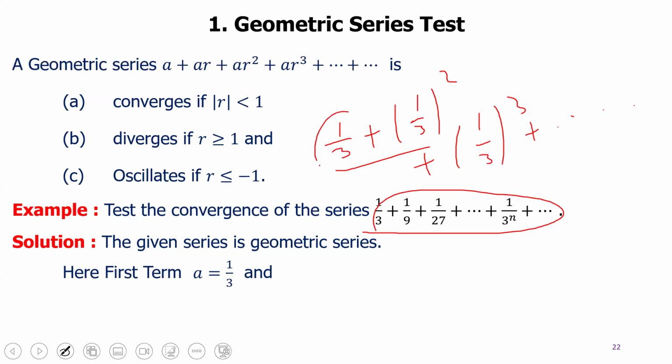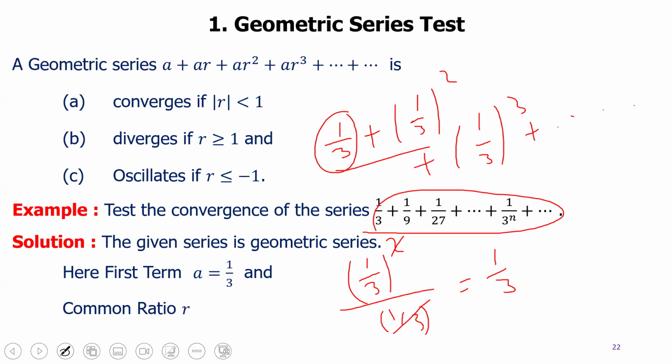Here the first term is 1 upon 3, and the common ratio is nothing but 1 upon 3 whole square divided by 1 by 3. So the 1 by 3 will cancel and we are getting 1 upon 3. Or we can say that the common ratio is equal to the second term divided by the first term, which is equal to the third term divided by the second term, which is equal to the fourth term divided by the third term. So now, if you simplify it, we are getting 1 upon 3.